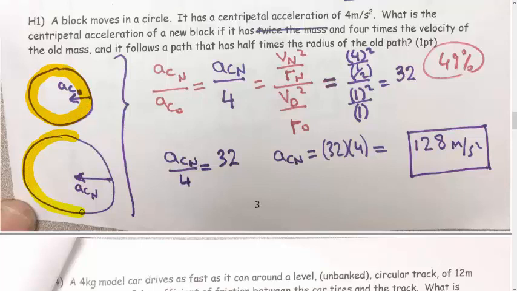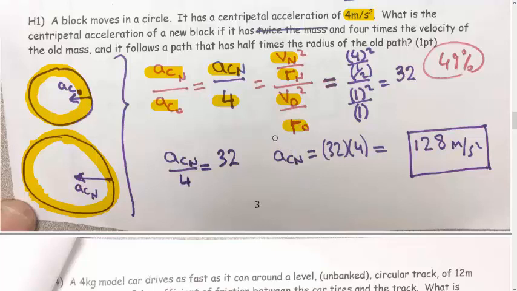It's a classic ratio problem. And I say, well, the new centripetal acceleration over the old centripetal acceleration is the new centripetal acceleration over the value of the old centripetal acceleration, which was 4. Now I know centripetal acceleration equals v squared over r, so the new centripetal acceleration will be the new v squared over the new r, and the old centripetal acceleration will be the old v squared over the old r.